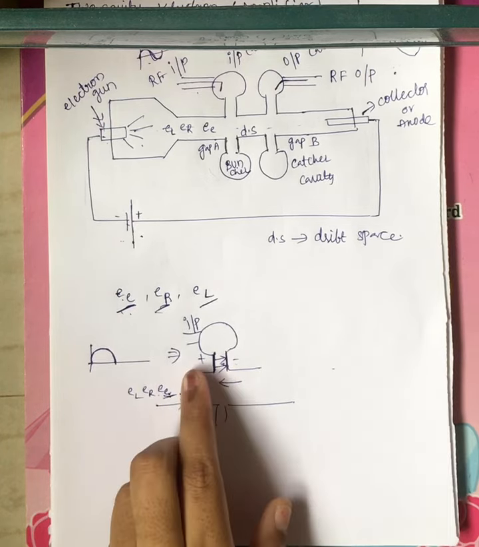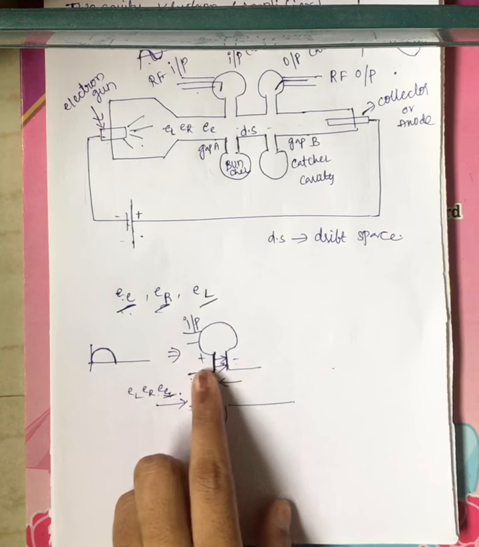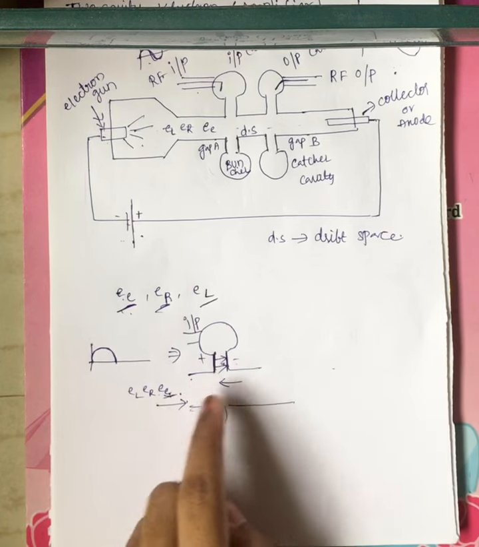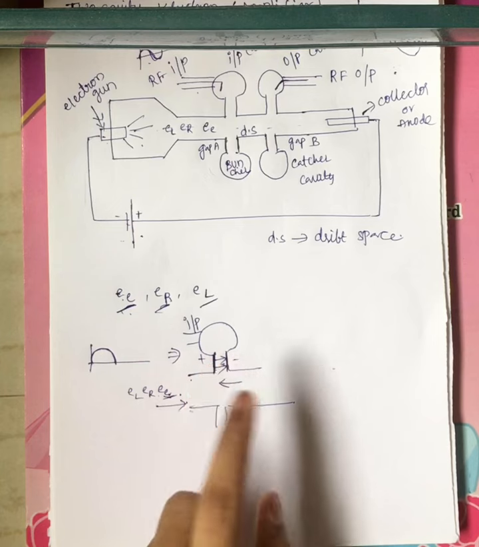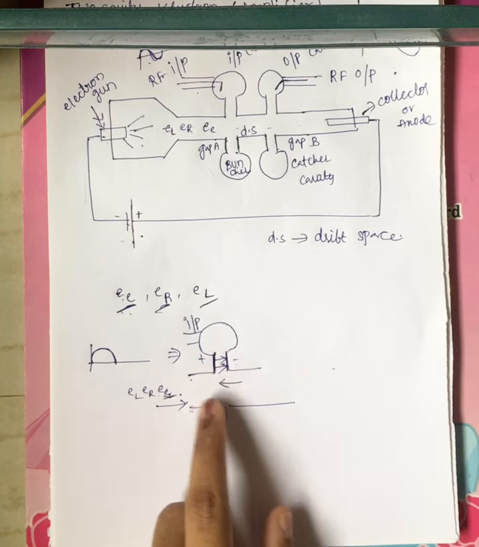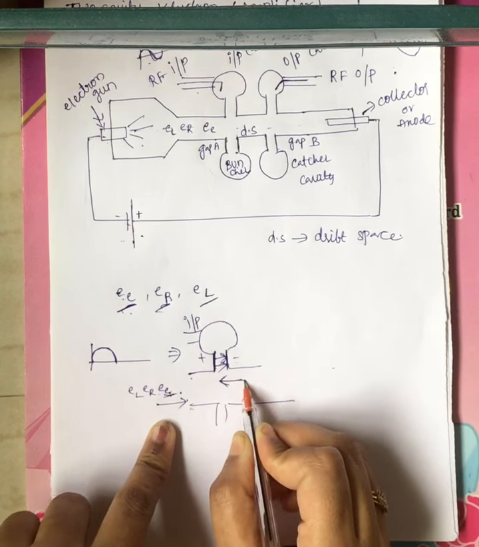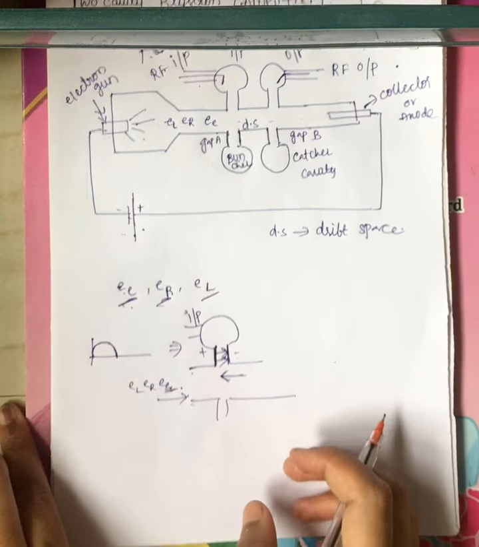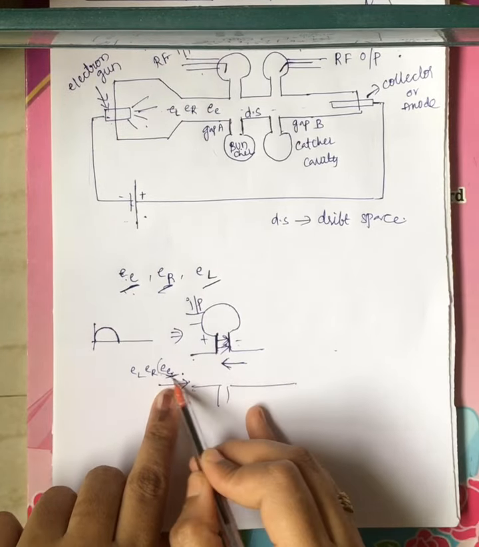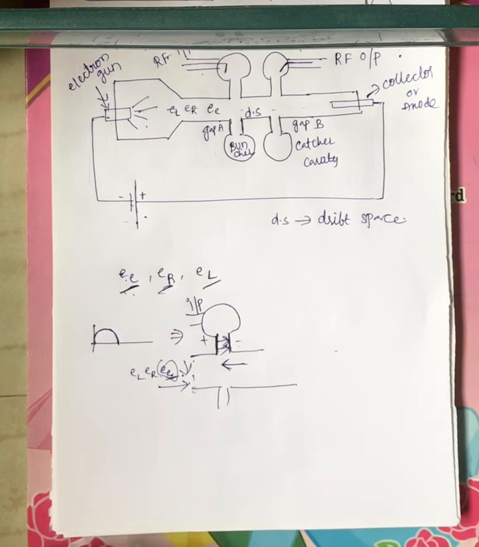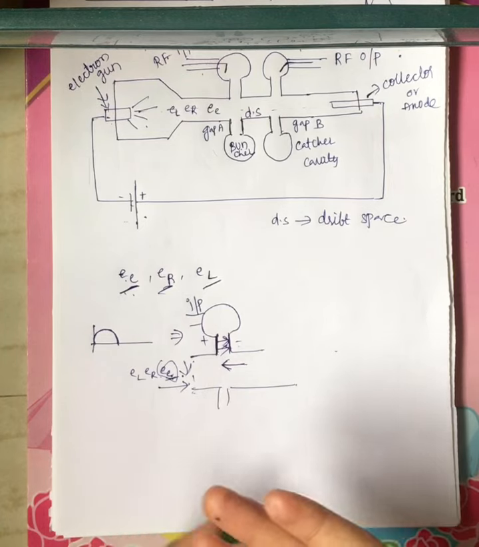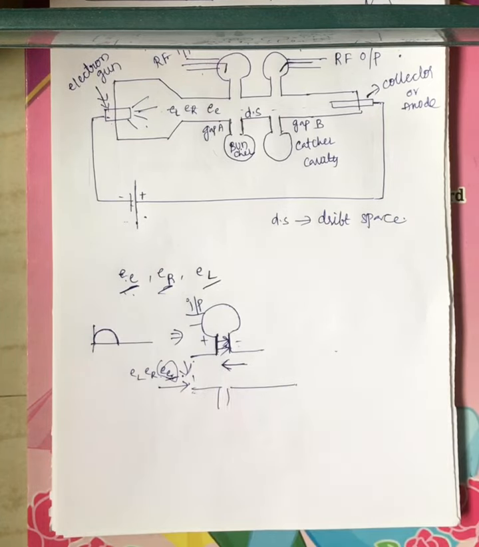Why? Because the electric field strength will be in this direction. Since the electron is negatively charged, the force acting on the electron will be in the opposite direction of the electric field. That is why the electric field is in this direction and the force acting on the electron will be in this direction. Since it is in the opposite direction, the velocity of the early electron will decrease. During the positive half cycle, the early electron will experience resistive force because it is in the opposite direction. Hence the velocity of the early electron is less.